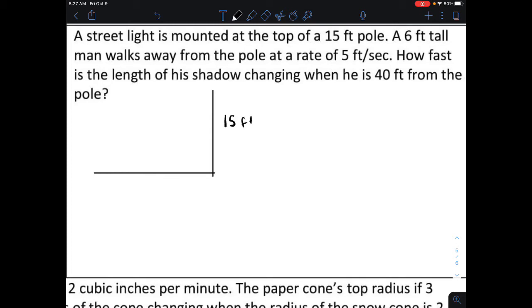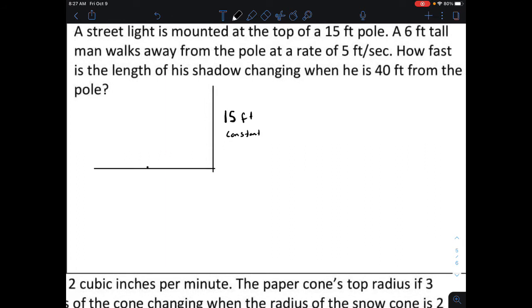That does not change. The street light does not get shorter at all, so that's constant. Make a note of that. All right, then somewhere over here to the left-hand side, I'm going to draw a vertical line that represents the height of the man. So the man here is 6 feet tall, and that's also constant. Doesn't change.